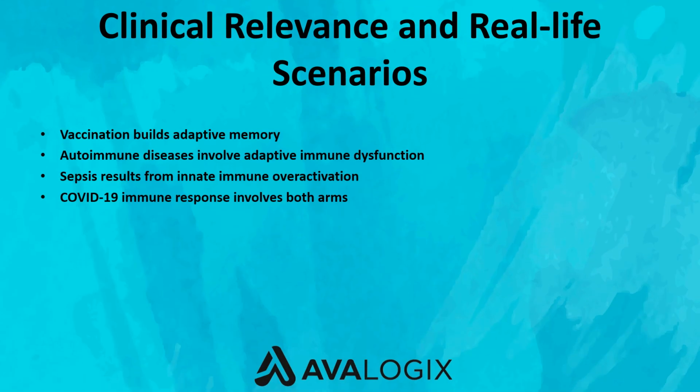Now that we've covered how the innate and adaptive systems work together, let's zoom out and see how all of this plays out in the real world. Because understanding immunity isn't just about acing an exam, it's about understanding how your body responds to real threats and how that knowledge is used in medicine, public health, and clinical decision-making. Let's start with the most familiar application, vaccination.